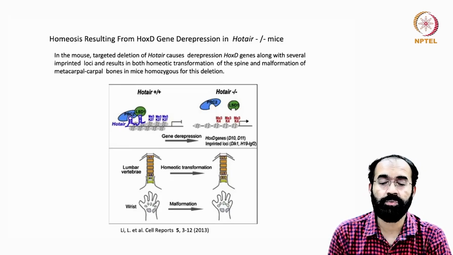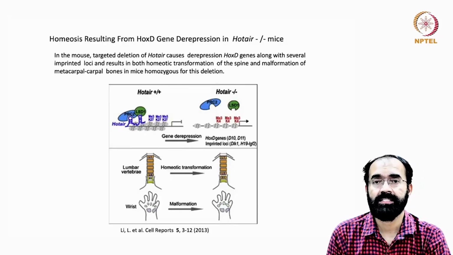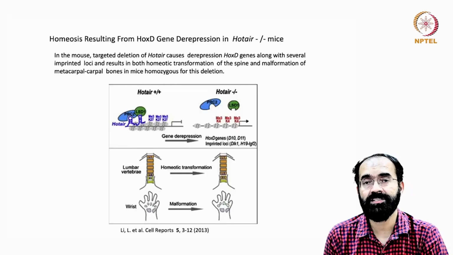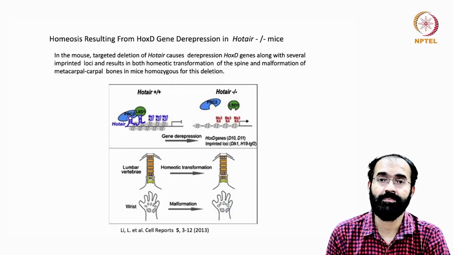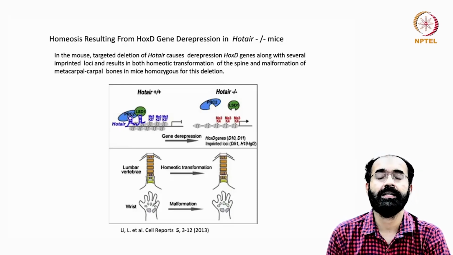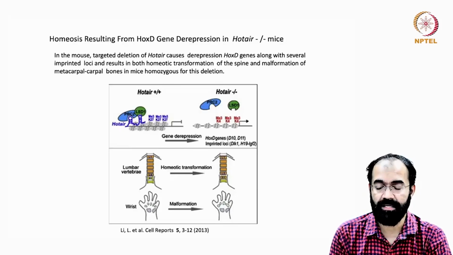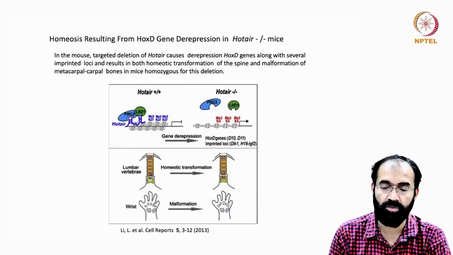So the credit goes to the absence of a single non-coding RNA, HOTAIR. Now you can imagine if HOTAIR was missing from the entire organism. This was a conditional deletion. It was deleted only in certain parts of the body. So this is from a published paper, so you can read this research article if you want to know more about it.